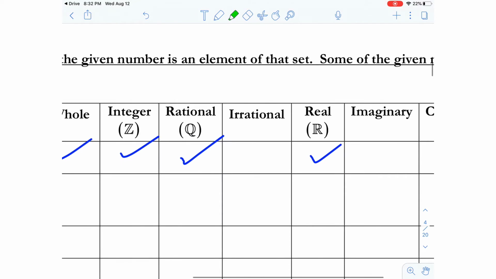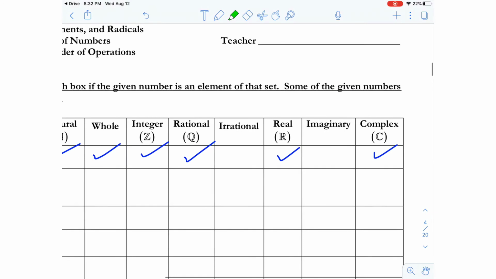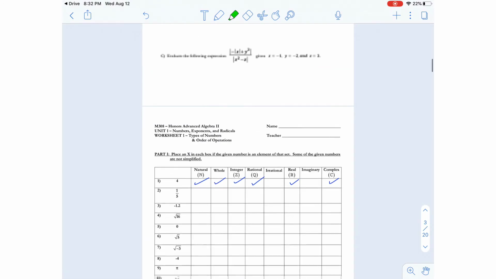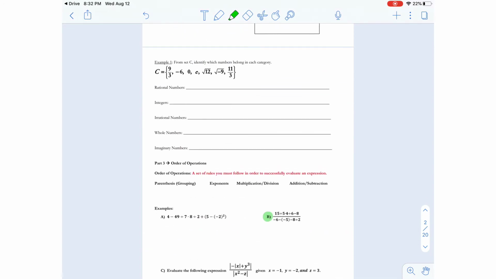FYI, for this chart, you cannot have both irrational and rational checked. That's impossible. And samesies with real and imaginary. Can't have them both checked. It's one or the other. All right, moving on. The classic example here, if I asked you to list some of these numbers, list all the rational numbers, the integers, so on and so forth. I'm not going to do every single one of these. We'll finish these in class, but let's go ahead and do the rational numbers together.